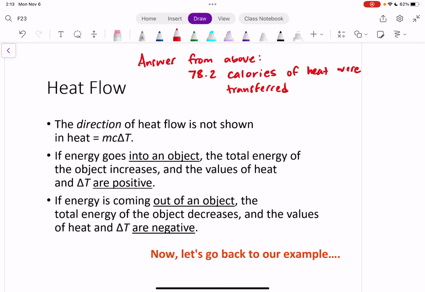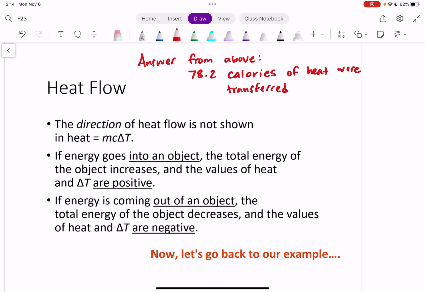But if you're anything like me, you might be wondering, transferred how? Transferred into our substance or transferred out of our substance? And that's where heat flow comes in. So the direction of heat flow is not shown in our equation, heat equals mc delta T. We don't have something that indicates the direction of heat flow.